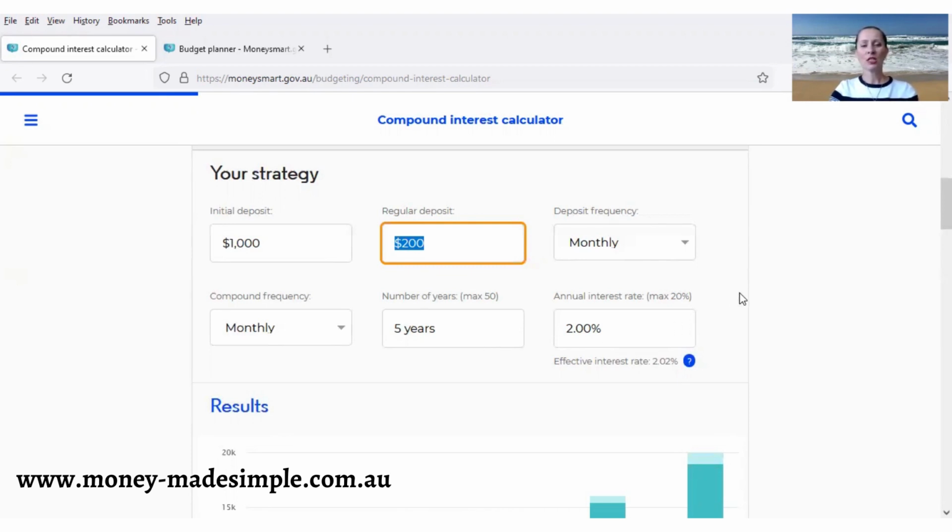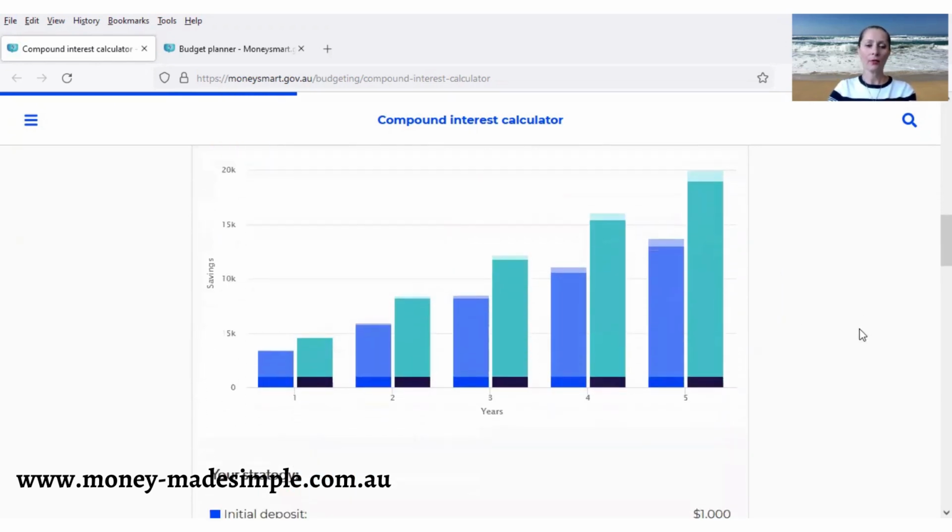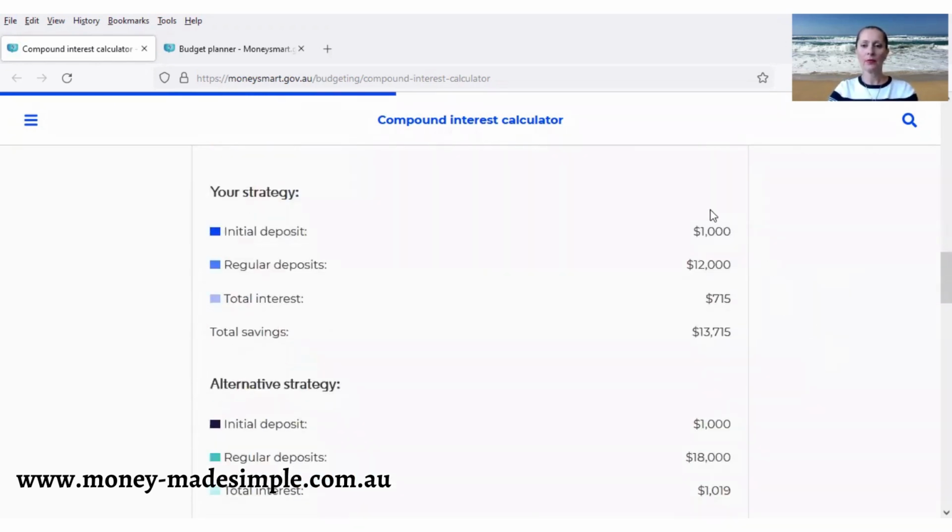And because interest rates on earning income interest at the moment aren't that great, I've made this 2%. This is probably more likely a term deposit style interest rate. It's not going to be overly fantastic at the moment. But let's see. I've got two scenarios going here. Your initial deposit of $1,000, you've got regular deposits which amount to $12,000. There's a bit of interest there, and you end up with nearly $14,000.